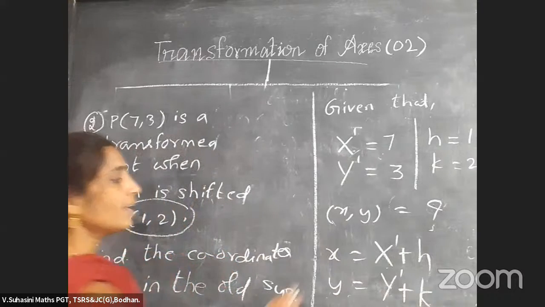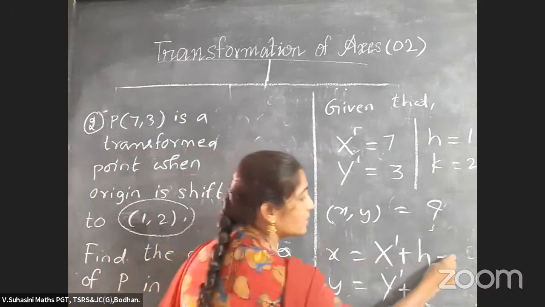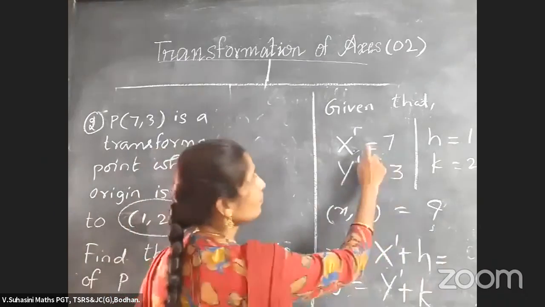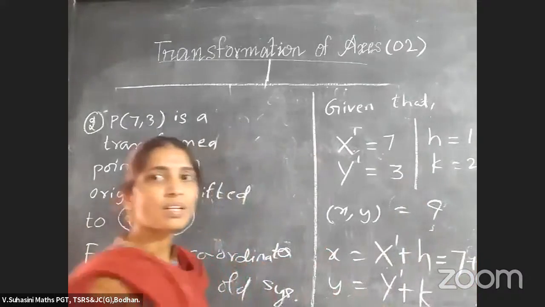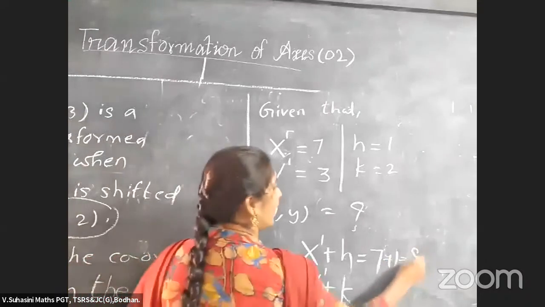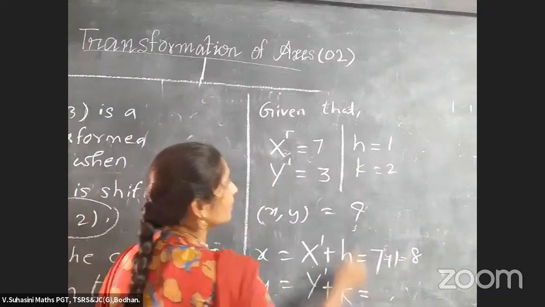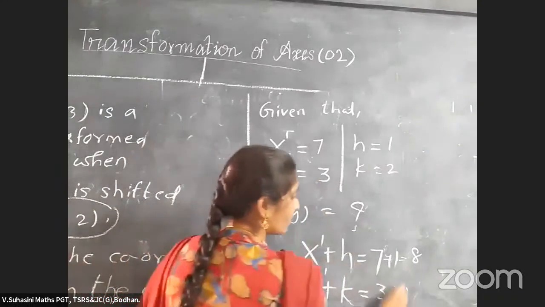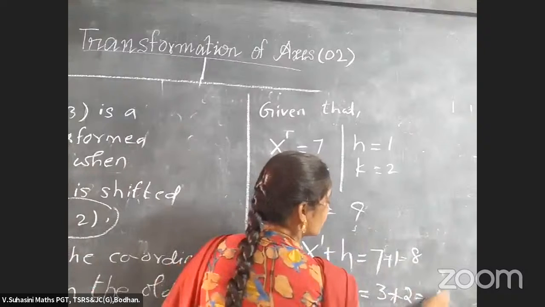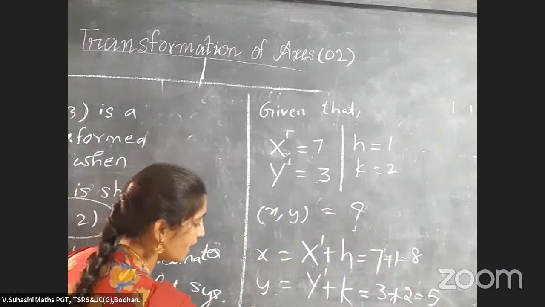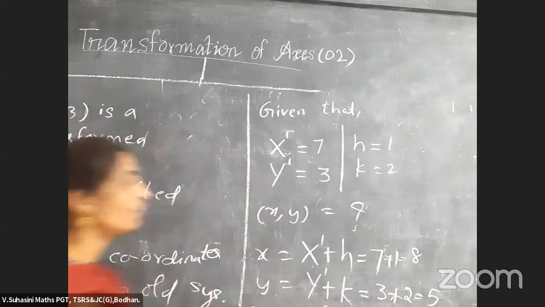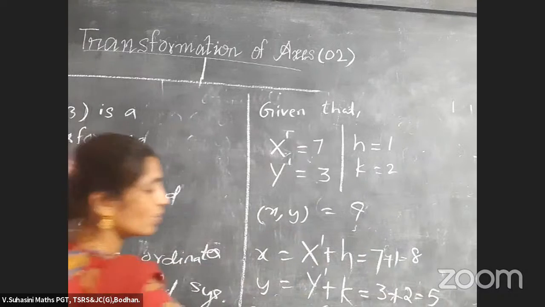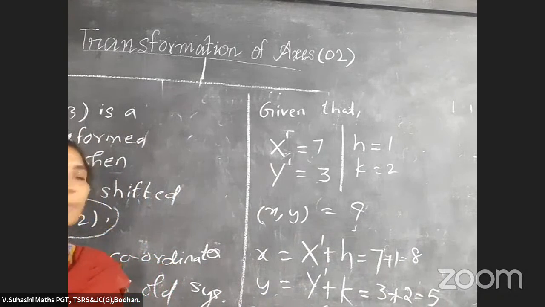Is this clear, children? Now, what is x dash plus h? What is x dash, children? 7. And what is h? 1. So, what is 7 plus 1? 8. y is equal to y dash plus k. What is y dash, children? 3. Plus what is k? 2. 3 plus 2 is 5. Therefore, the coordinates of the point in the old system are 8, 5. The same point that we got in our previous example. Is it clear? This is the second one.